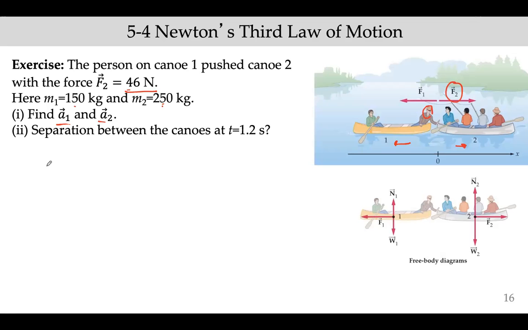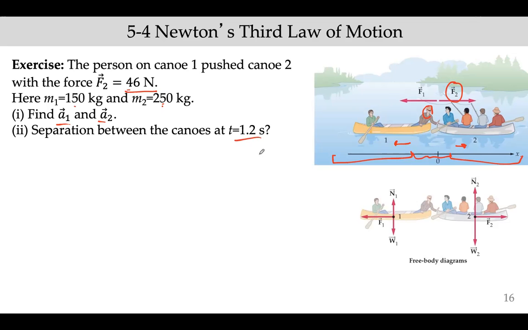So first, we are going to find the accelerations. And then in the second part, we will find the separation between the canoes, because maybe this canoe will move here, the other one maybe will move here. So we will find this separation between the canoes at time equals 1.2 seconds.